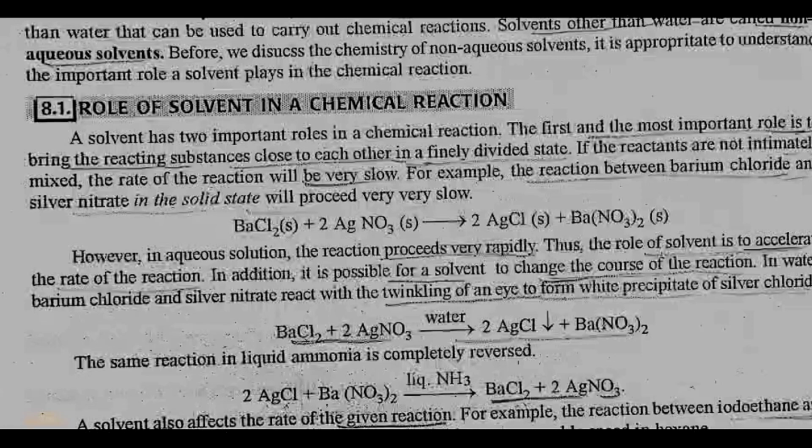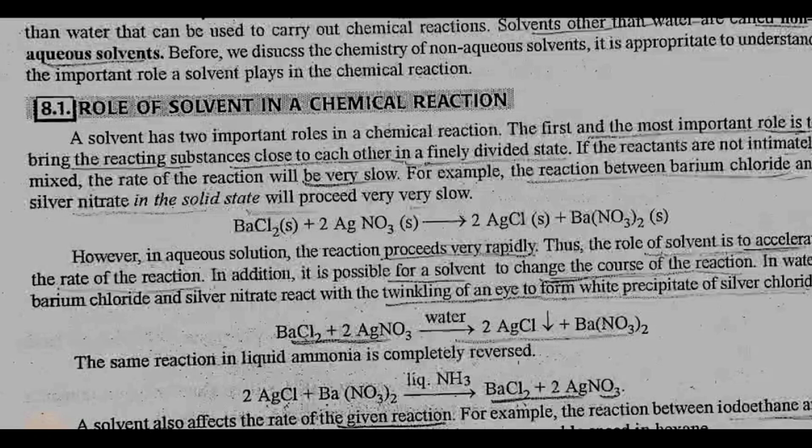A solvent has two important roles in a chemical reaction. The first and the most important role is to bring the reacting substances close to each other in a finely divided state. If the reactants are not intimately mixed, the rate of the reaction will be very slow. For example, the reaction between barium chloride and silver nitrate in the solid state will proceed very slowly. BaCl2 (solid) + 2AgNO3 (solid) gives 2AgCl (solid) + Ba(NO3)2 (solid). However, in aqueous solution, the reaction proceeds very rapidly. Thus, the role of solvents is to accelerate the rate of the reaction.